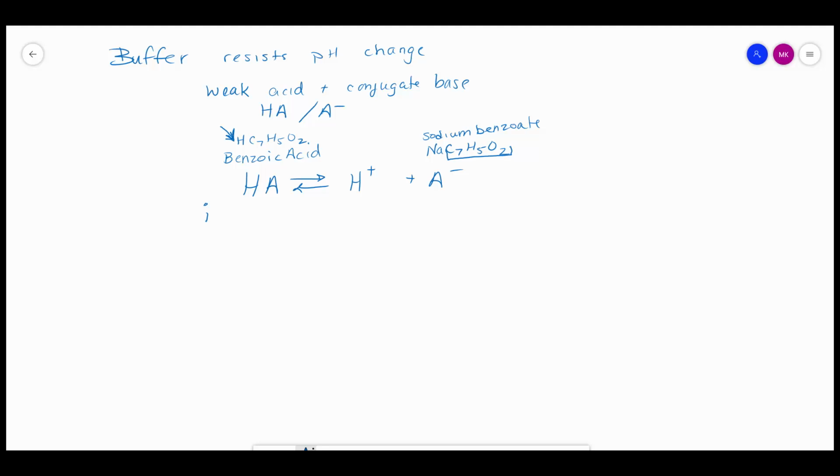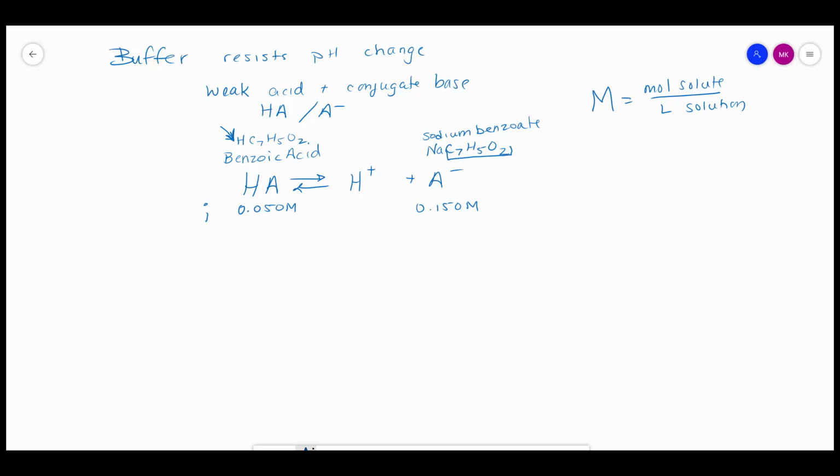And we have initial concentrations. So our buffer solution has 0.050 M benzoic acid, and it has 0.150 M sodium benzoate. Now remember that capital M molar is moles of solute divided by liters of solution.